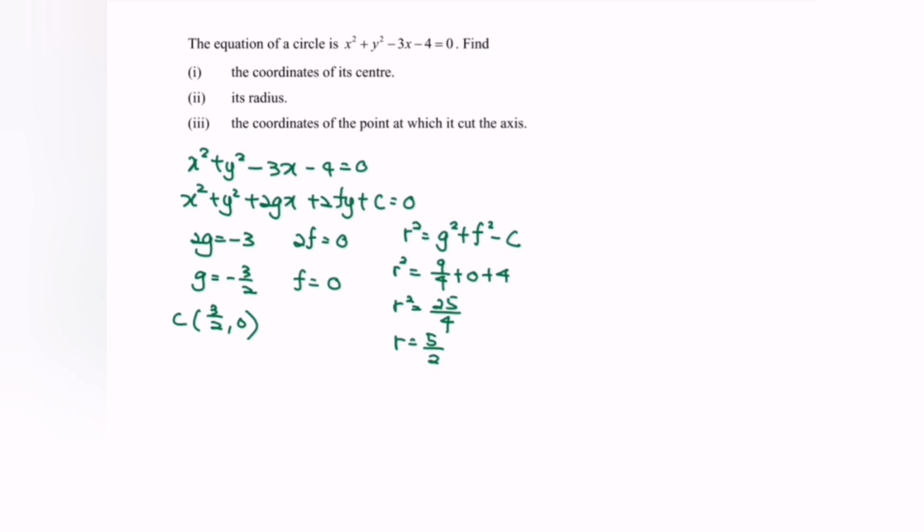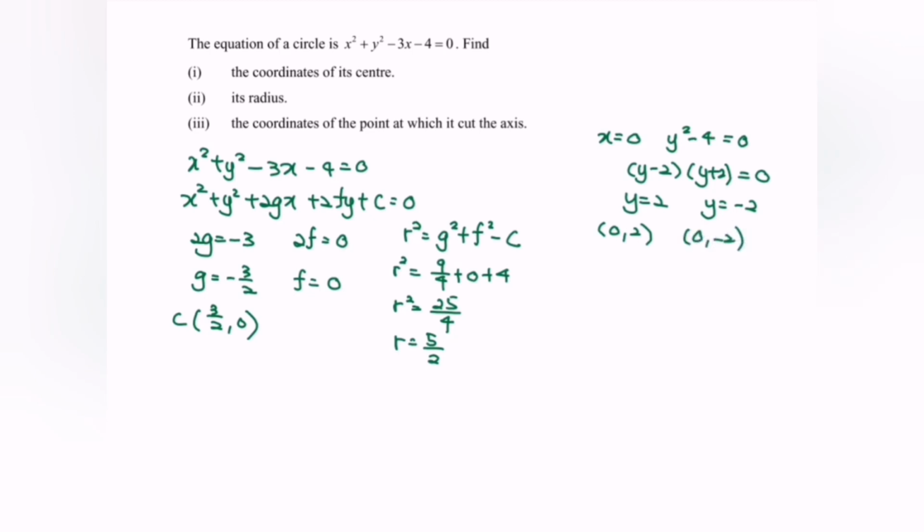Next is to find the coordinate at the point it cuts the axis. So here we have the x-axis and y-axis. So in order to find the point where it cuts the y-axis, that means x equals 0. We substitute x equals 0, so we will have y squared minus 4 equals 0. Kindly factorize the situation. So y minus 2 multiplied by y plus 2 equals 0. So y is equal to 2 and y is equal to negative 2. So the coordinates where it cuts the y-axis will be (0, 2) and (0, negative 2).